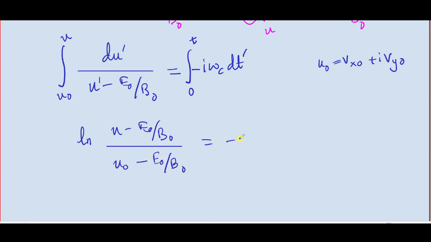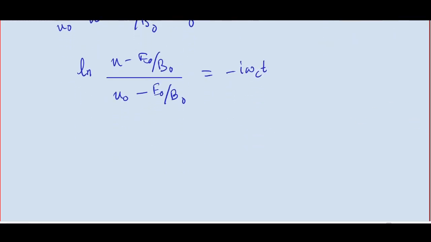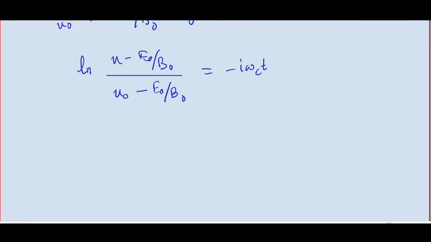is minus i omega_c t, which immediately gives us a solution for u. u works out to be E0 by B0, where I've just moved this to the other side, plus u0 minus E0 by B0 e to the power minus i omega_c t. And that's it. We have found out our solution for the velocities.